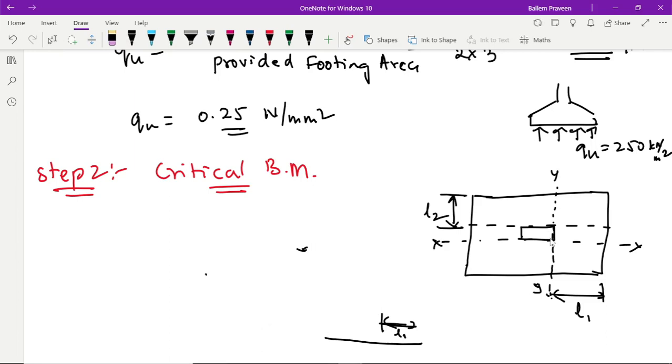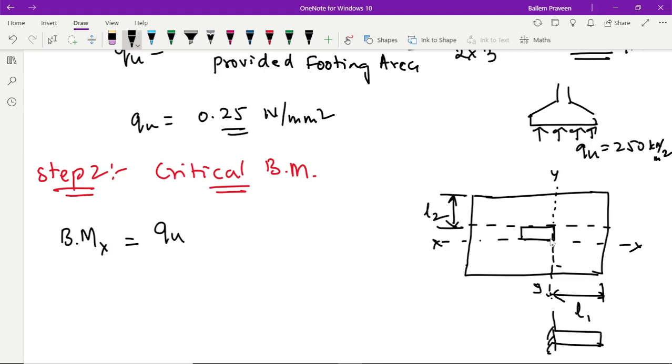So let us calculate the bending moment. Now let me calculate the bending moment with respect to the x-axis. The formula is the same, QU L square by 2 for a cantilever. We will consider the footing as a cantilever section from the face of the column, and we design it as a cantilever section. So W L square by 2, and this is acting throughout the width, right? So into B.